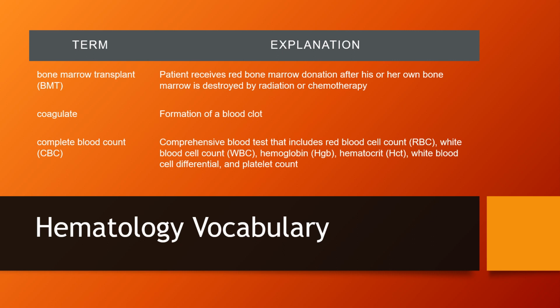To coagulate is to form a blood clot. Complete blood cell count, called a CBC, is a comprehensive blood test that includes red blood cell count, white blood cell count, hemoglobin, hematocrit, white blood cell differential, and platelet count.